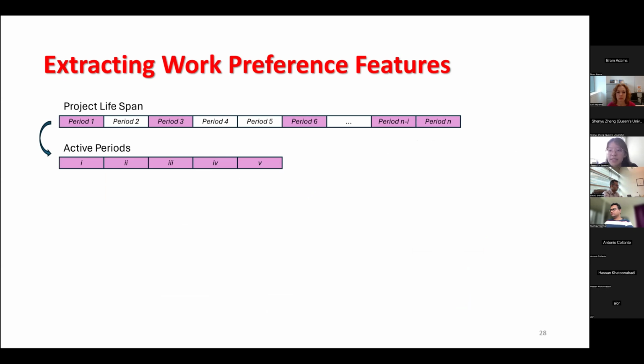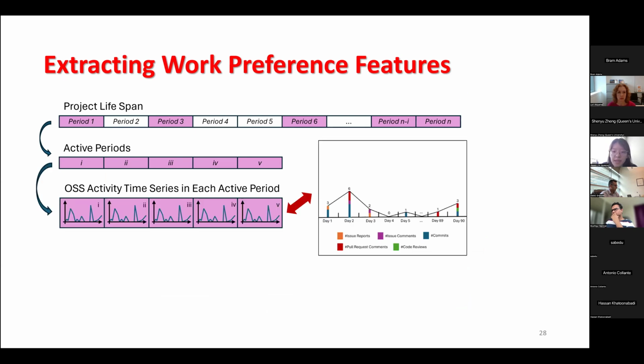So the first step is still the same as how we identify workload composition pattern, that we break the project lifespan into periods and identify active periods for each contributor. And then for each period, we build a time series for the contributor's daily activities by summing all its activity in a day. For example, in this figure, the contributor raised 1 issue report and made 2 commits on day 1, so the first value of the time series will be 3, and so on and so forth until day 90.